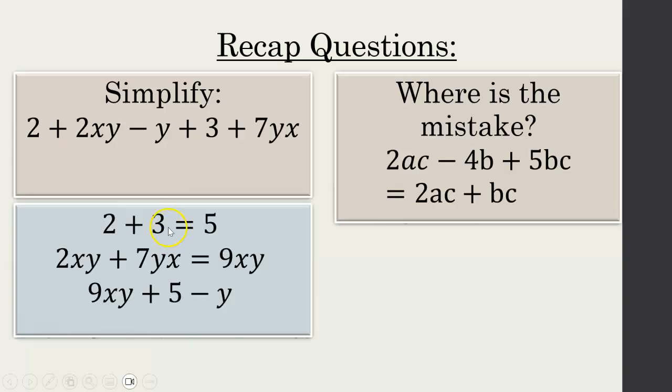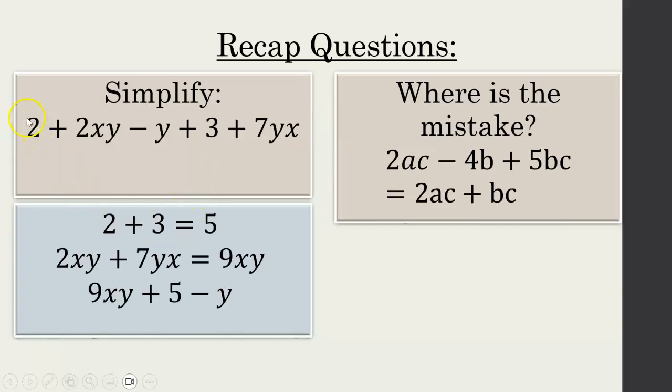Okay, so here's the answer. I have constants. I have xy's. I have a y. So, you might note as well, I have yx. Is that the same thing as xy? Well, yeah, it is. Because remember, xy is just x times y. yx is just y times x. It's the exact same thing. 2 times 3 is the same thing as 3 times 2. I can swap the xy around, doesn't matter.